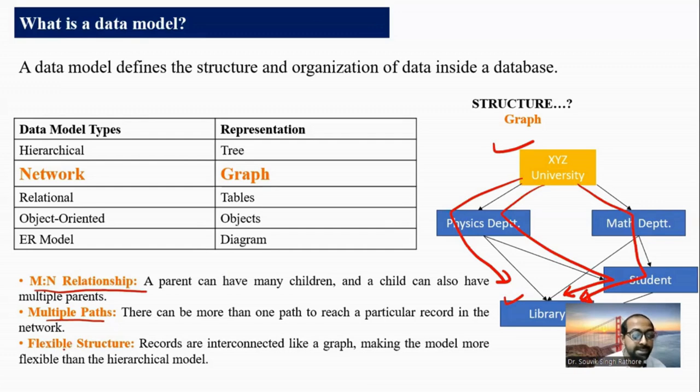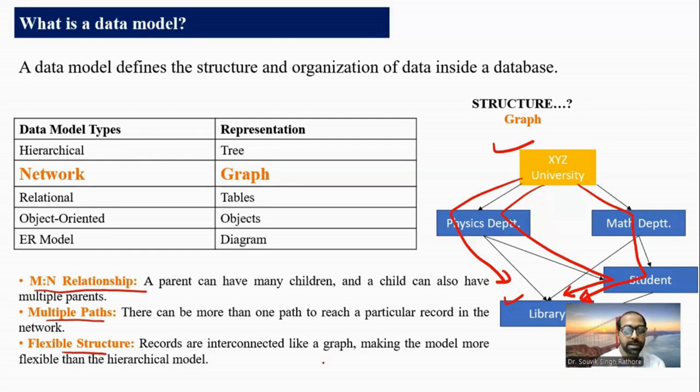The third characteristic is it has a flexible structure. By this I mean that a graph structure provides greater flexibility in representing complex real-world relationships. Because of this flexibility, the network model is useful in applications such as transportation networks, telecommunication systems, and social networks. However, designing and maintaining this model is quite complex compared to the hierarchical model.